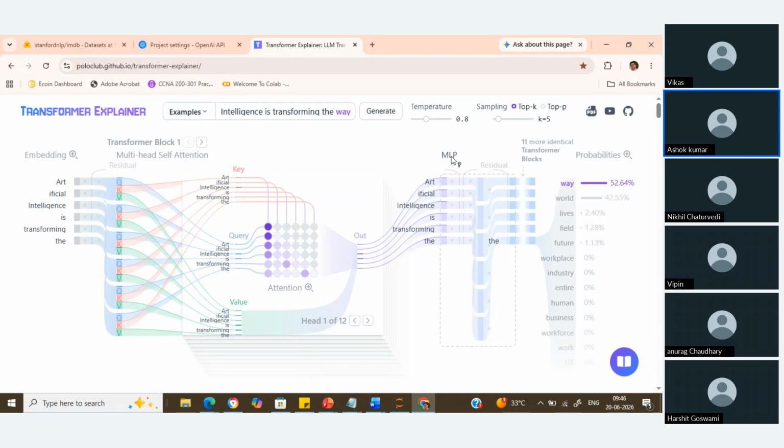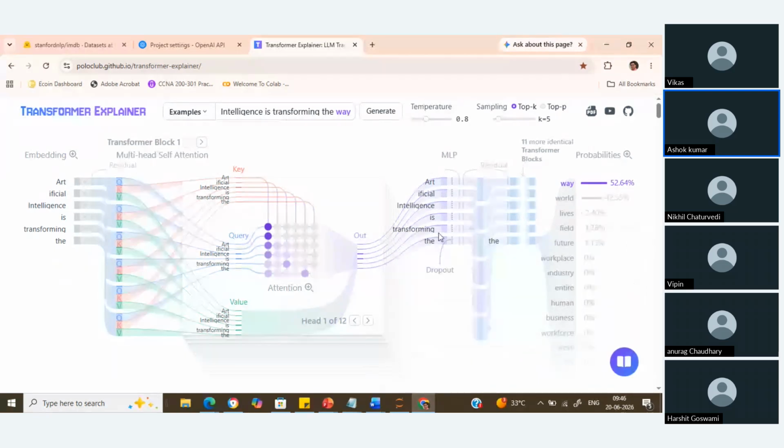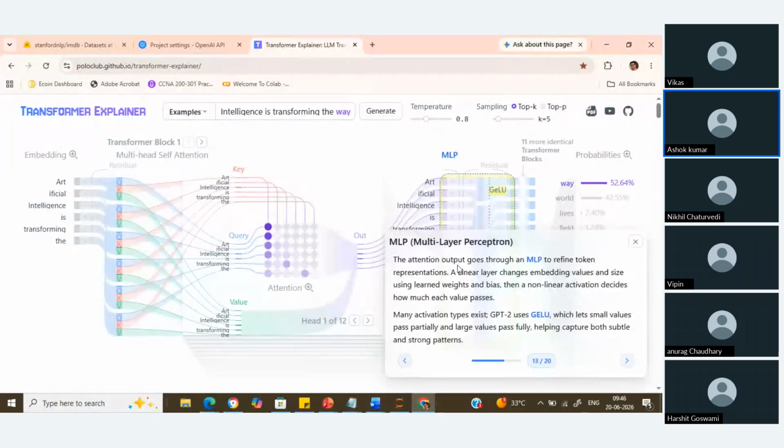Now that I am able to retain the context, what I need to do is give it to the MLP. MLP is the multi-layer perceptron, and the perceptron is going to utilize the external information. Just have a look.